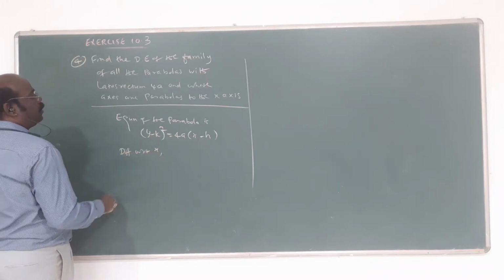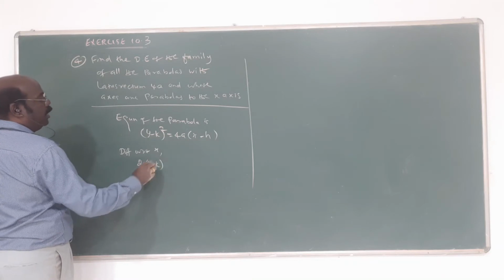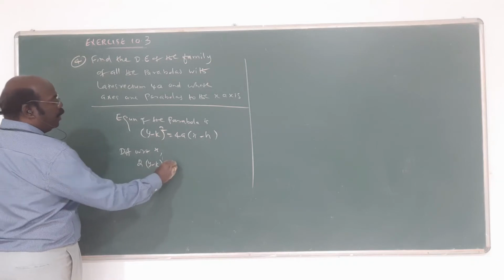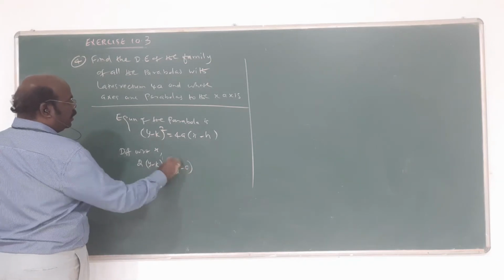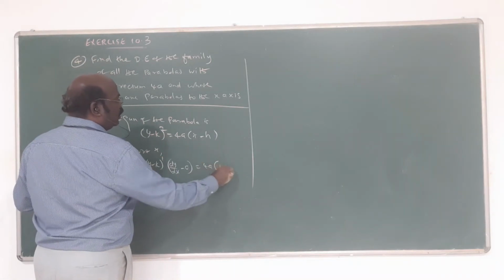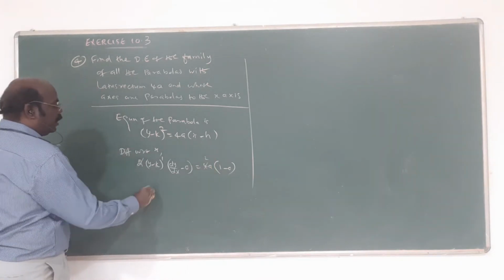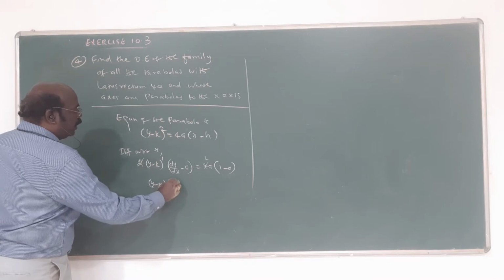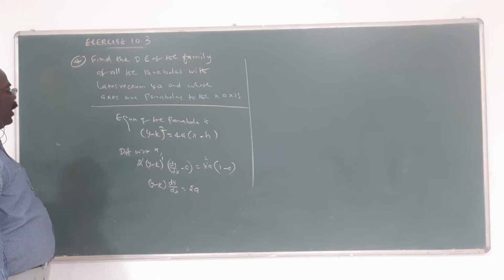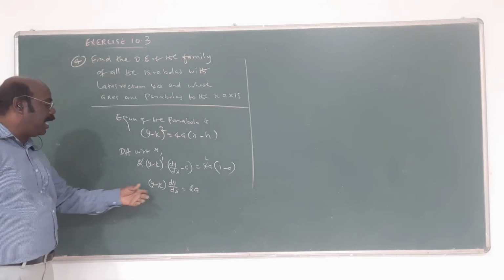Differentiate with respect to x. On that side, (y minus k) whole square gives 2 into (y minus k) to the power 1 into dy by dx, minus this is 0. Am I right? Equal to 4a is constant, x is 1, and this is 0. So 2 times (y minus k) into dy by dx is equal to 2a. Am I right?